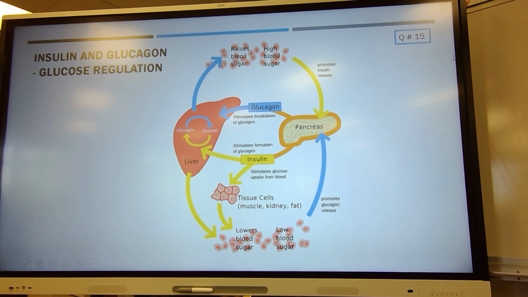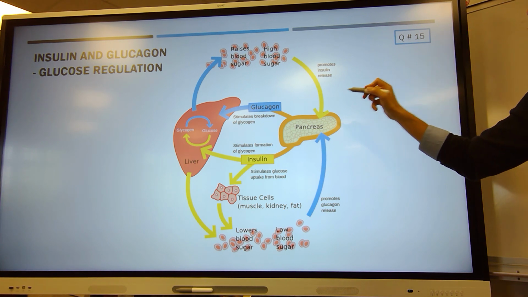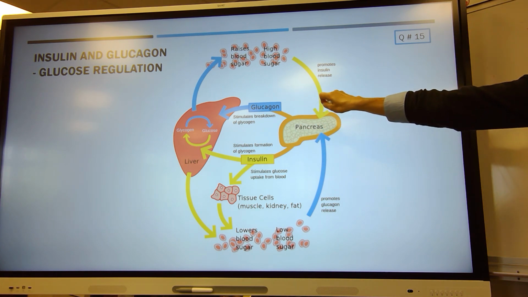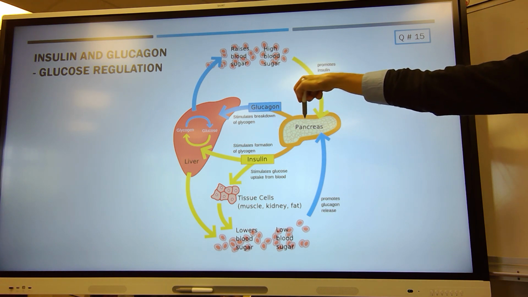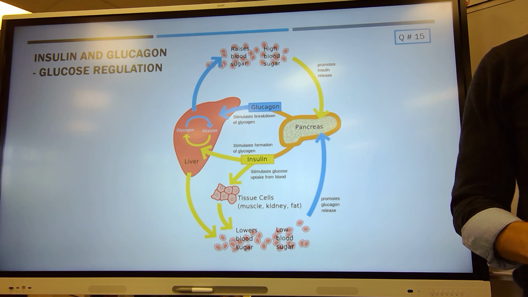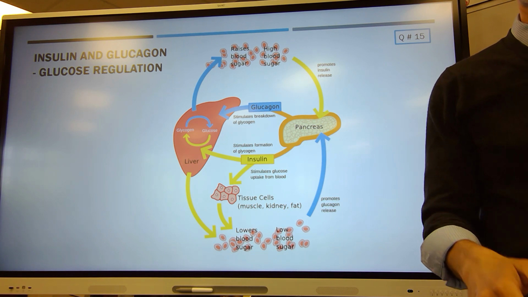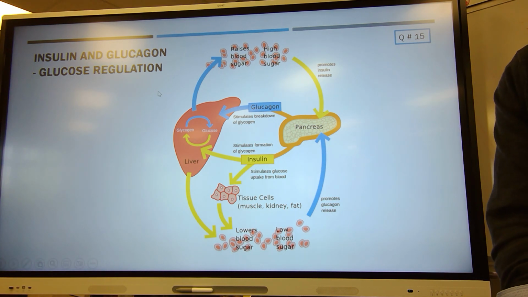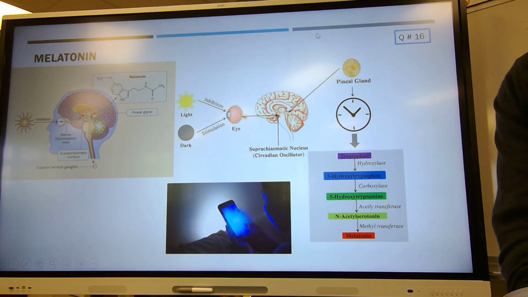Insulin and glucose, we already talked about this. When your glucose is above, your body absorbs it with insulin. When it's below, glucagon causes the breakdown of glycogen to release the glucose into your bloodstream.